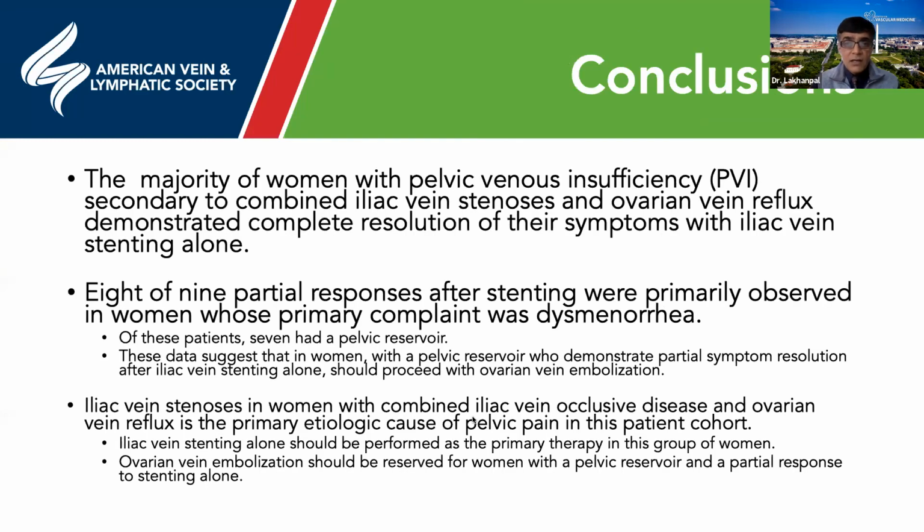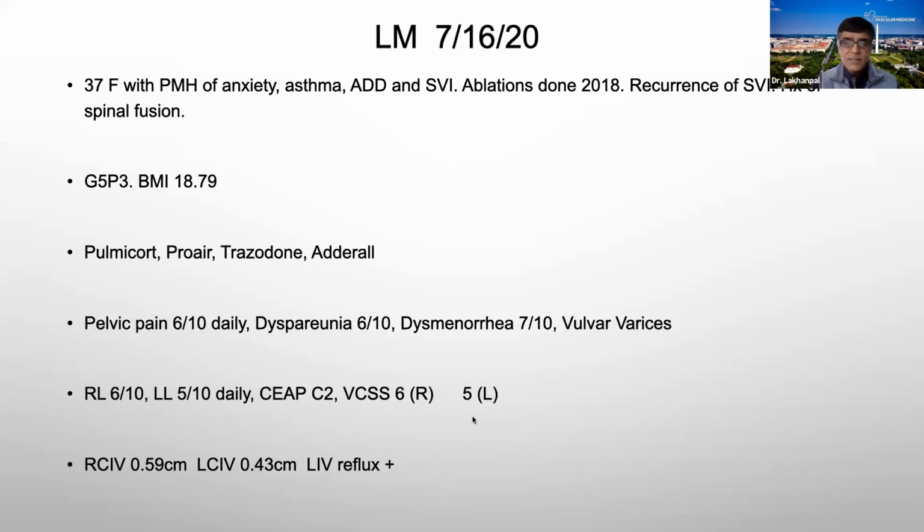So the conclusion based on these previous two studies was that the majority of women with pelvic venous insufficiency secondary to combined iliac vein stenosis and ovarian vein reflux demonstrated complete resolution of their symptoms with iliac vein stenting alone. Hence, iliac vein stenting should be performed as a primary therapy in this group of patients, and embolization should be reserved for women who had a pelvic reservoir and had a partial response to stenting alone. I will follow this up with an actual case that we just treated.